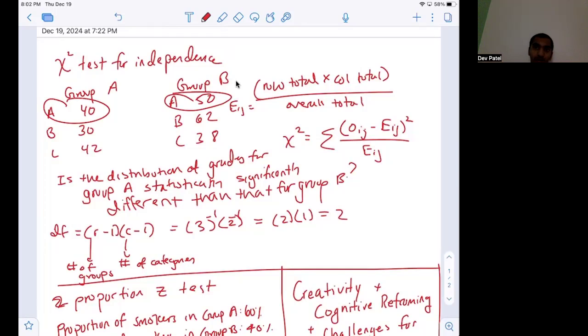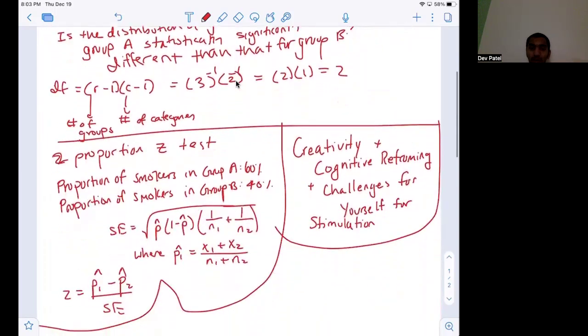That's chi-squared. But if we're looking at the individual categories themselves, if we're only looking at one category at a time, and we want to compare the proportion of grade A in group A to the proportion of grade A in group B, then we use two proportion z-test. So another example is the proportion of, let's say, smokers in group A is 60%, proportion of smokers in group B 40%. Is there a statistically significant difference in the proportion of smokers between the two groups? So that's because we're only looking at one category, that's when we use two proportion z-test.